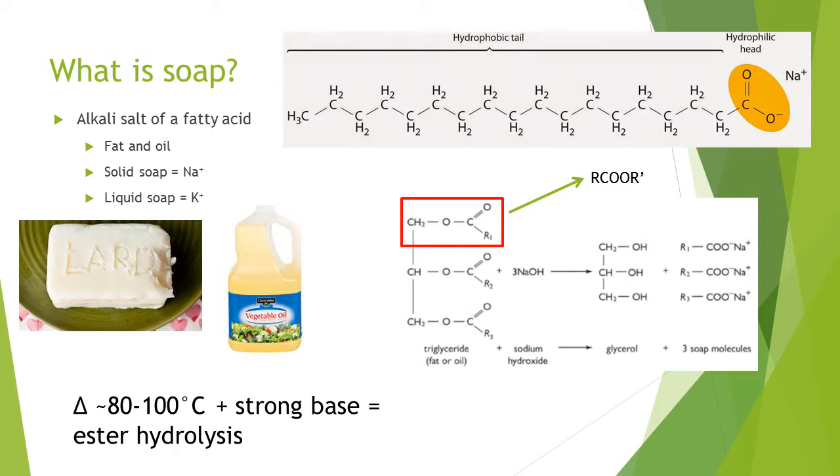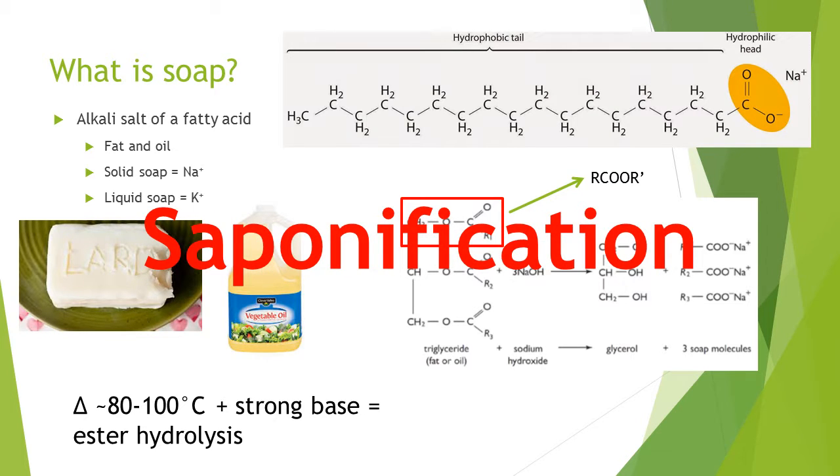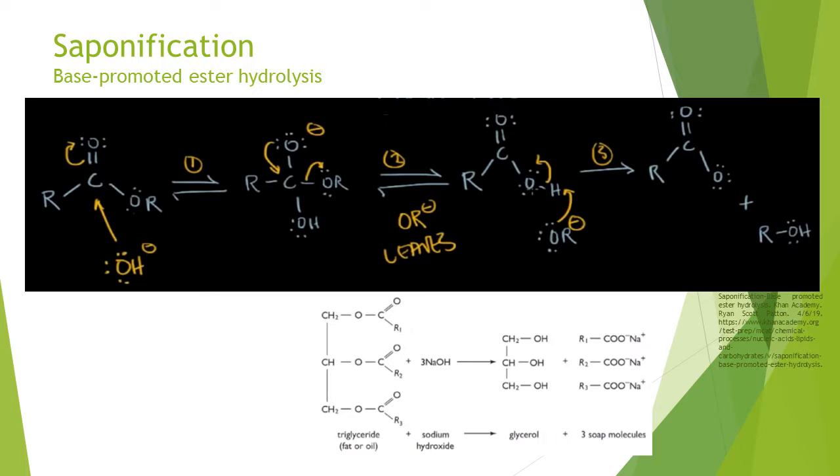We will see that heating, around 80 to 100 degrees Celsius, in the presence of a strong base, will cause these triglycerides to undergo a base-promoted ester hydrolysis reaction, or saponification. This reaction is actually a very simple organic reaction consisting of common mechanisms.